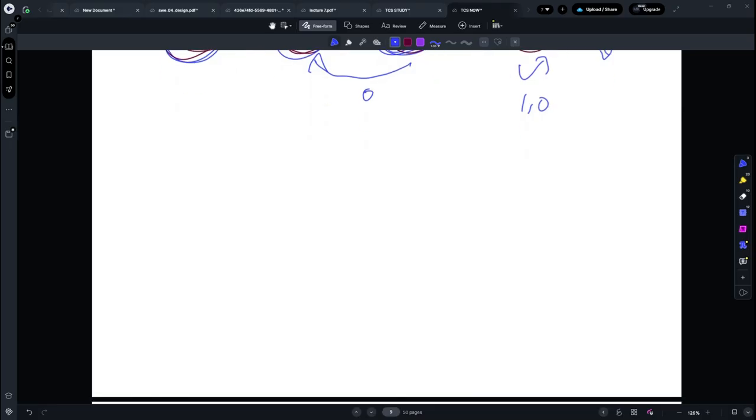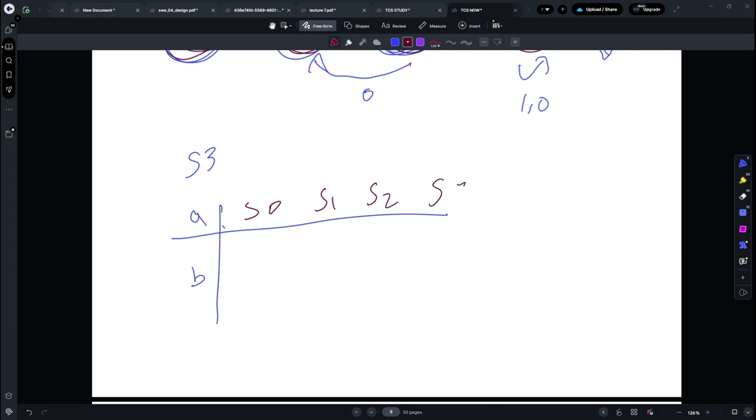Now let's talk about how you can create a minimized DFA. What you do is you look at S3, considering that S3 is our accepting state, and you make a table for it, looking at A and B, considering states S0, S1, S2, and S3. Now you know that A goes to S2 and S1. You can see this on the table. It reads the A and goes to S2.